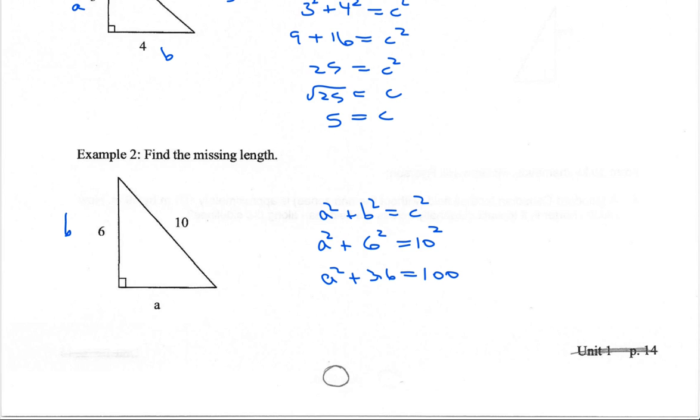All right, now we want to solve for A. We've got to isolate it, so we'll subtract 36 from both sides. That will leave us with just a squared here, and the 100 minus the 36 there. A squared is equal to 64, and so a is the square root of 64, and so a is 8. And that's how you solve for the shorter side.